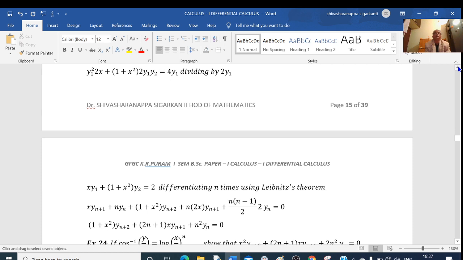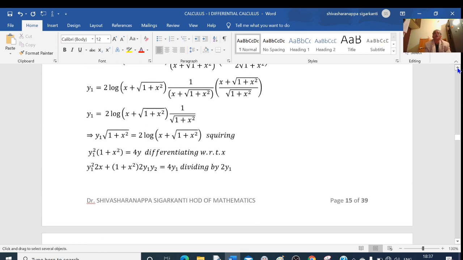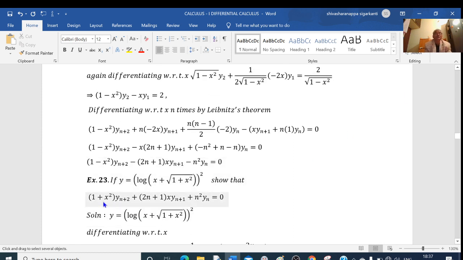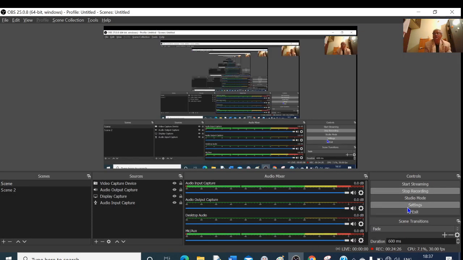(1 plus x square) into y_(n+2), plus (2n plus 1) into x into y_(n+1), plus n square into y_n is equal to 0. Okay, this is the required equation. Okay, we'll stop here.